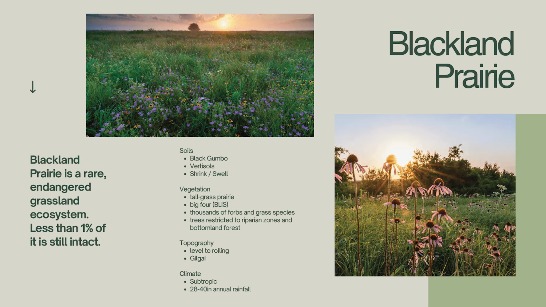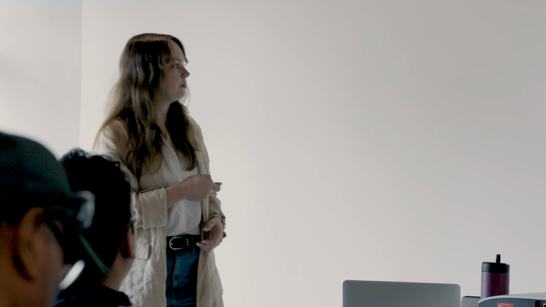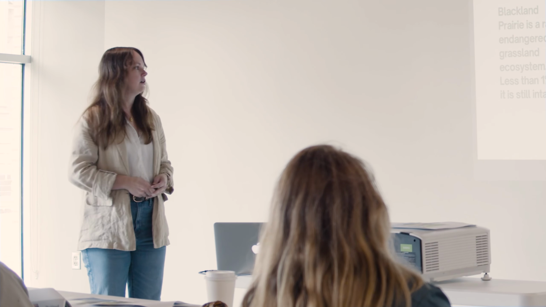This is actually a picture from some true Blackland Prairie that we don't see a lot of here in Dallas. It's a tall grass prairie. So think about lots of flowing grasses, lots of wildflowers. That's kind of the idea of what Blackland Prairie was. There are 4, we call it the Big 4. Those are our primary grasses that made up most of the Blackland Prairie. It's big bluestem, little bluestem, Indian grass, and switchgrass.